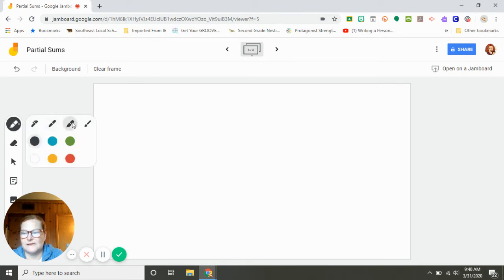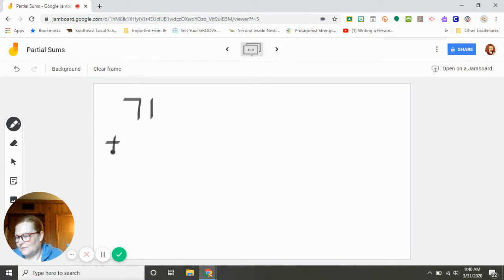I'm just going to give you a teen problem. All right, let's do 71 plus 34. And right now you should automatically be thinking, what is the value of these digits? Because that's what we're going to do as far as our partial sums and expanded form. We're going to figure out the value of these digits.